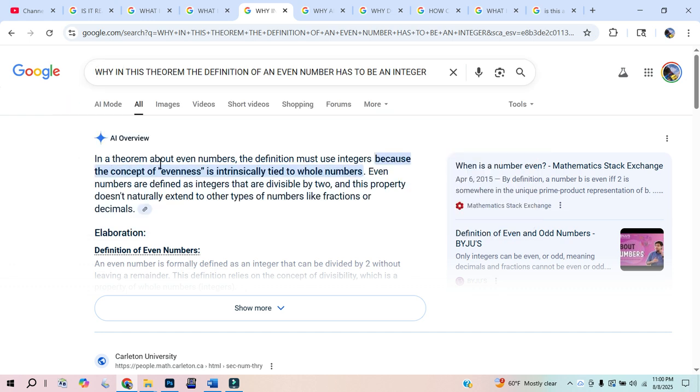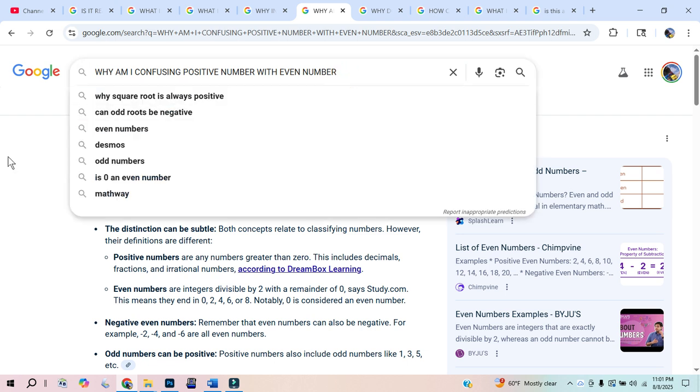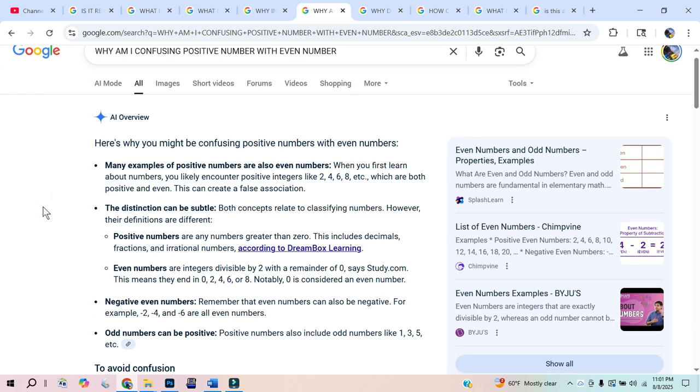Cool. And then it said in a theorem about even numbers, the definition must use integers because the concept of evenness is intrinsically tied to whole numbers. That kind of just blew my mind, because for whatever reason I was thinking an even number is just a positive number. It took me a while to get there. I was like, why am I confusing positive number with even number? It took me a while to even come up with that statement.